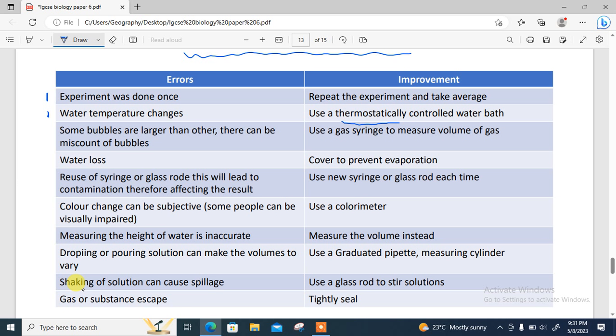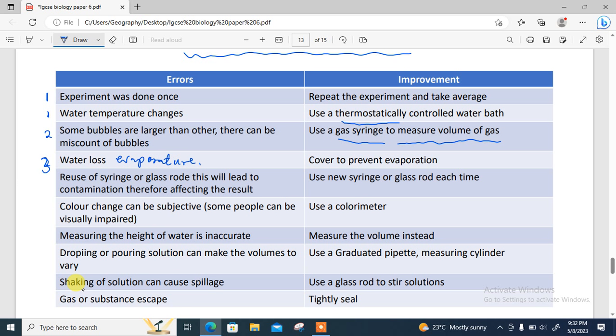Next, you look at some bubbles being larger than others. There can be a miscount of bubbles because we are humans. The best way to collect the volume of gas, the improvement, is that you should use a gas syringe to measure the volume of gas. Now, water can easily be lost through evaporation if it's just left in a beaker or in a test tube without being covered.